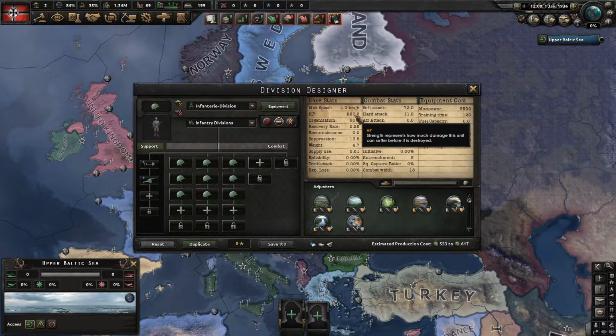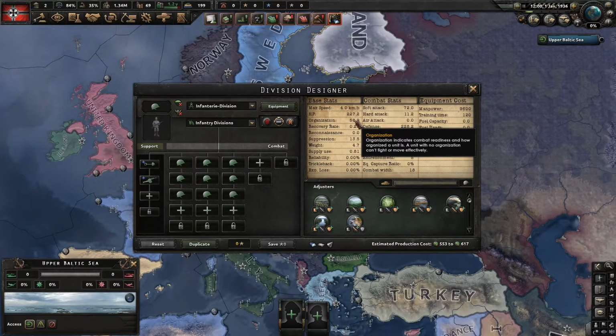So make sure that when you compose divisions you add enough units with high hit points, like infantry or motorized infantry or mechanized infantry, to strengthen units with low hit points. Tanks, for instance, have very low hit points, so add a few motorized just to give them the hit points so they can survive battles.